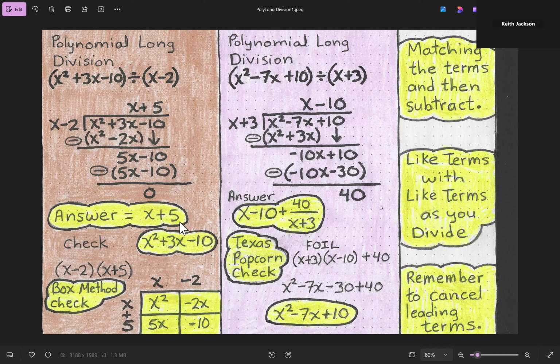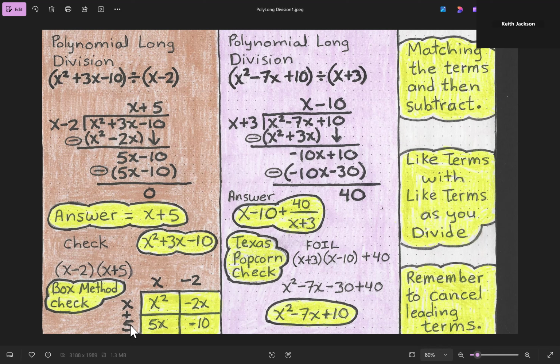And if we wanted to check that, right, all we have to do is just multiply this x minus 2 times this x plus 5 to see if it will give us the dividend right here of x squared plus 3x minus 10. And so let's use the box method to check that answer. We're just going to put an x minus 2 up top, and right along the side, we're going to put an x plus 5. And when we multiply x times x, we will get our x squared, and there's that x squared right here. And x times a negative 2 will give us a negative 2x, right?